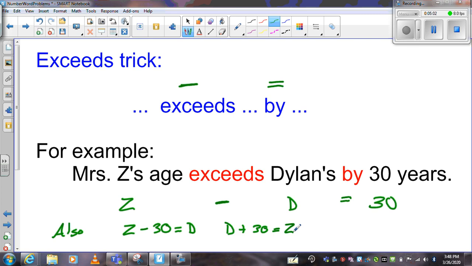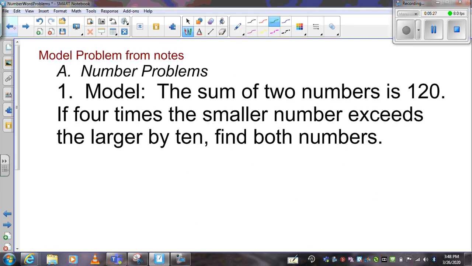So there's a variety of ways that you can set this up. But if you're someone who likes to have a set system, then over the word exceeds, put your minus. Over the word by, put equals. What it's basically saying is bigger minus smaller equals difference. Bigger minus smaller equals difference. Okay, let's go back to this problem. Those of you who are taking notes on your note page, you're going to want to start writing this.